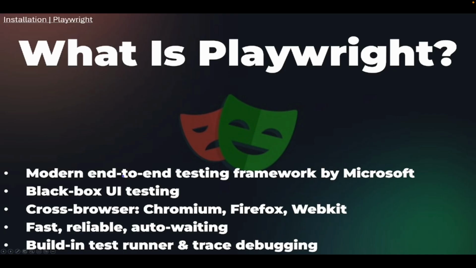Playwright is a modern end-to-end testing framework built by Microsoft. It is designed to automate real browser actions, things like opening a website, clicking a button, typing in a text field, and verifying what appears on the screen. Playwright is considered a black box testing tool because we don't need to know anything about the internal code. We only care about what the user sees and how the website behaves.